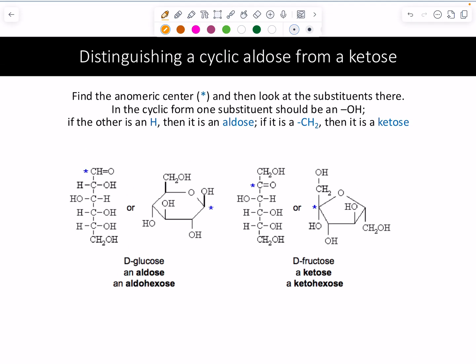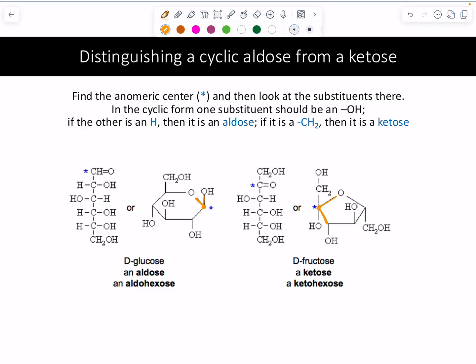So, distinguishing an aldose from a ketose. How do we distinguish a cyclic aldose from a cyclic ketose? First, we're going to find our anomeric carbon, and we're going to look for the CH2. In a cyclic form, our anomeric carbon is always going to be attached to 2 oxygens. In this one, it's attached to 2 oxygens. In this one, that carbon is attached to 2 oxygens. My little blue stars are designating the anomeric carbon. Now I'm going to look at what's attached to the anomeric carbon.